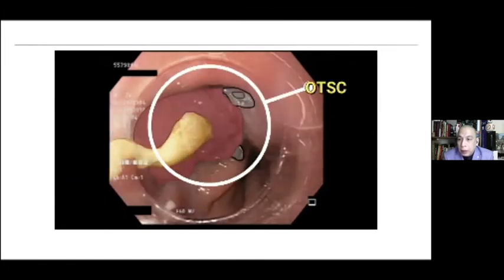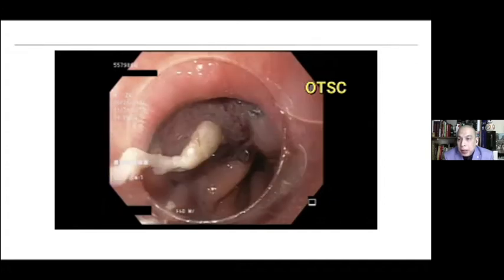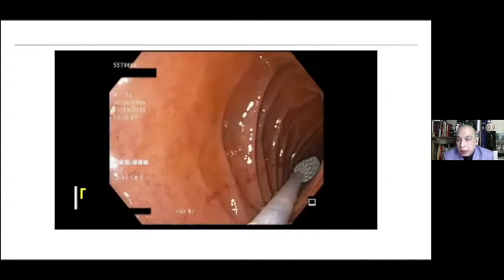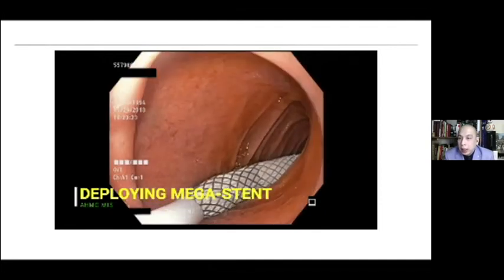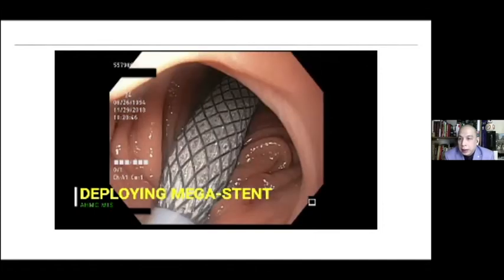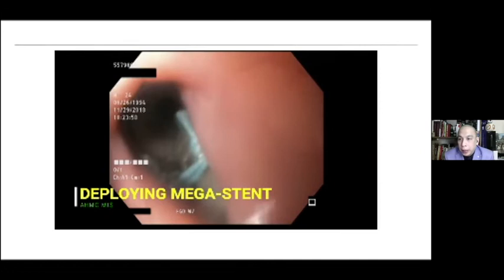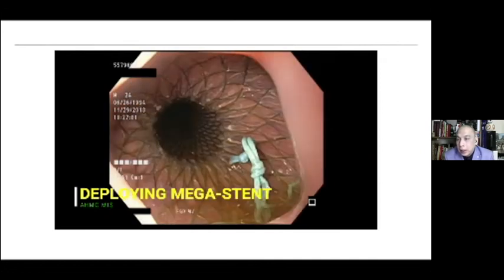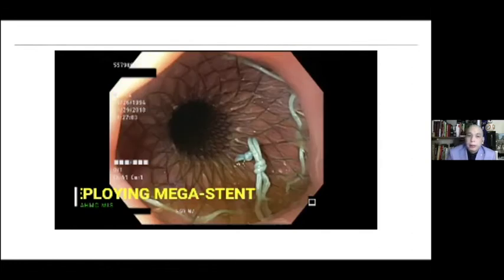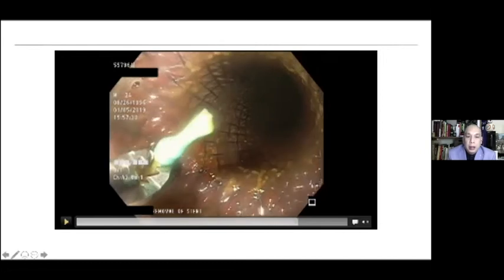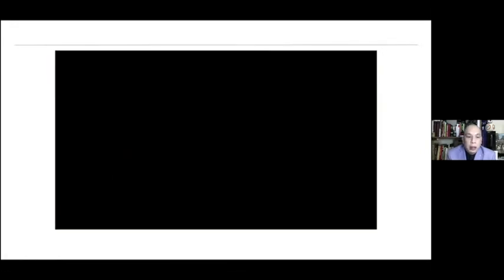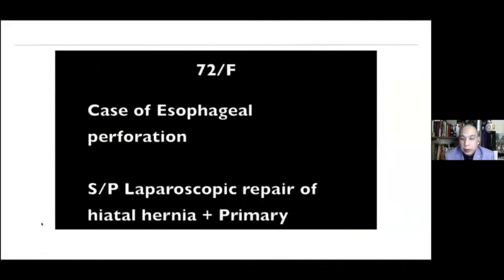But we are still going to place a self-expanding metallic stent to be able to address the twisting of the stomach and even the angulation caused by the staple line causing some pressures. That's why the patient leaked at the area near the GE junction. We can skip this video in the interest of time.